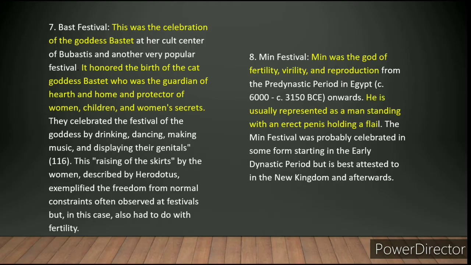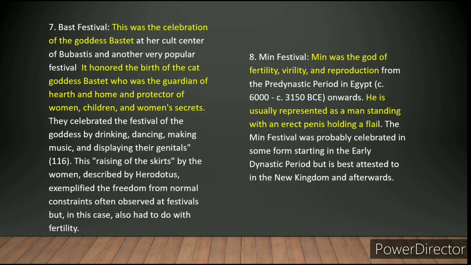Number 7. Bast Festival. This was the celebration of the goddess Bastet at her cult center of Bubastis and another very popular festival. It honored the birth of the cat goddess Bastet, who was the guardian of the heart and womb and protector of women, children, and women's secrets. Herodotus claims that Bastet's festival was the most elaborate and popular in Egypt.